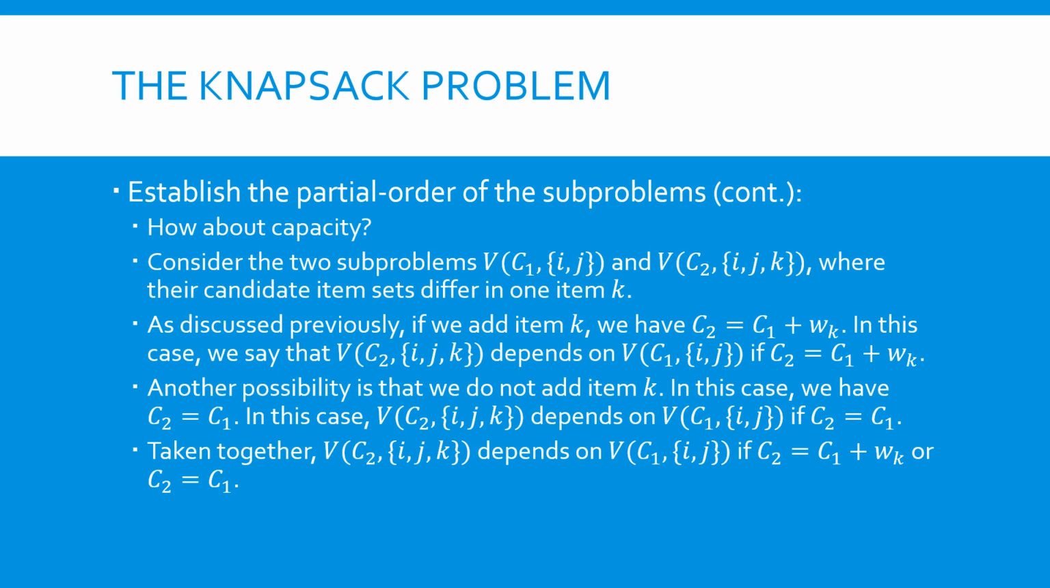Another scenario to consider is leaving the item K out of our selection. In this case, no new item is added, and the capacity requirement remains the same. This implies that the capacity difference between two dependent subproblems can also be zero. Therefore, the capacity difference between two dependent subproblems should either be WK when adding item K, or 0 when not adding item K.